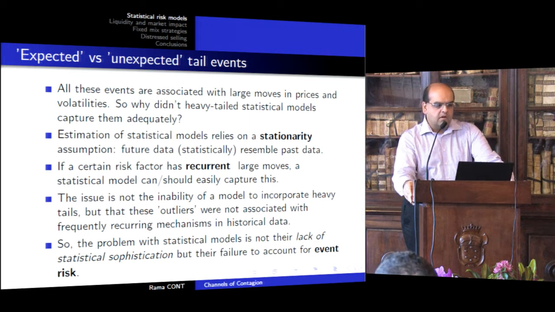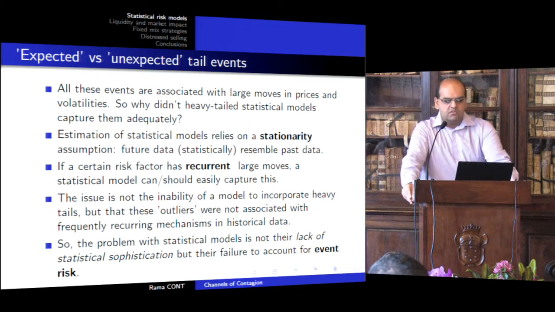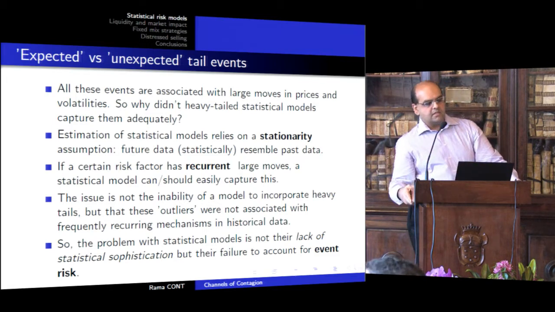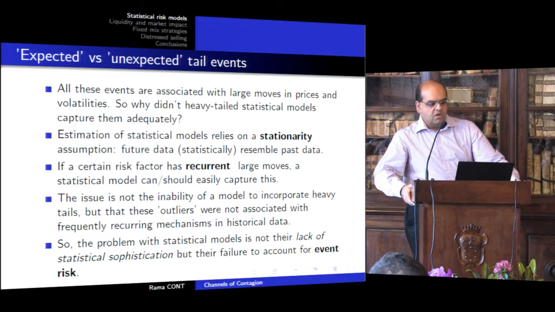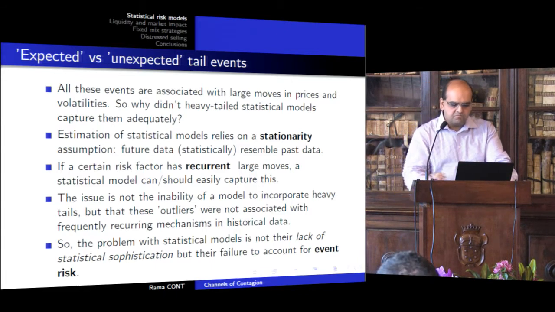Okay, so what is a common defining feature of these events? Well, of course, they're associated with large moves, large shifts in prices, volatilities, and correlations, but they're large unexpected moves. So in a statistical model that is calibrated or estimated to recent data, you don't see these moves as an event that has a substantial probability. They're either impossible under those models, or they're outliers or things like that.